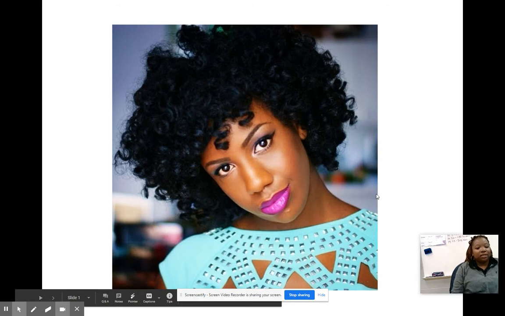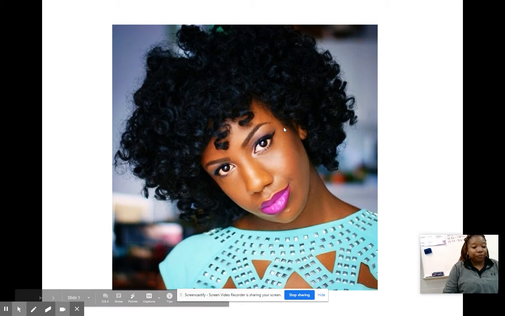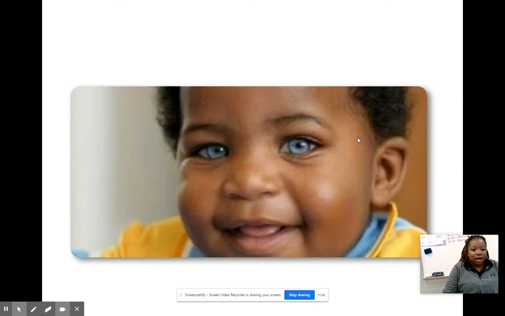Okay, so when we look at this picture right here, you notice this is a young lady. She's a female. She looks like she may be African American. She has curly hair. She also has brown eyes. These are traits of this young lady. She has brown skin. She has big lips, and just different things about her. These are characteristics of this young lady. That's what traits are.